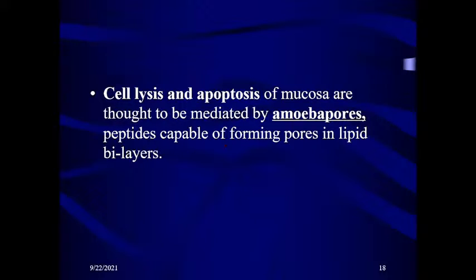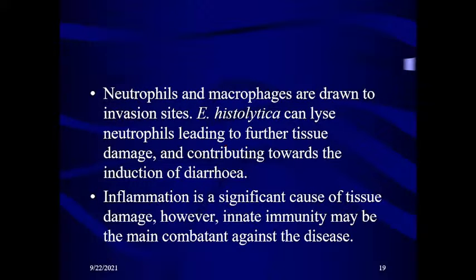So there you get what? You get leakage, lysis of the cells, leakage of intracytoplasmic content, hence apoptosis and ulcer formation. Once you have necrosis or apoptosis of the cells, then you have an ulcer formation. The neutrophils and macrophages are drawn to the invasion sites, and Entamoeba histolytica can lyse neutrophils, leading to further tissue damage and contributing towards the induction of diarrhea.